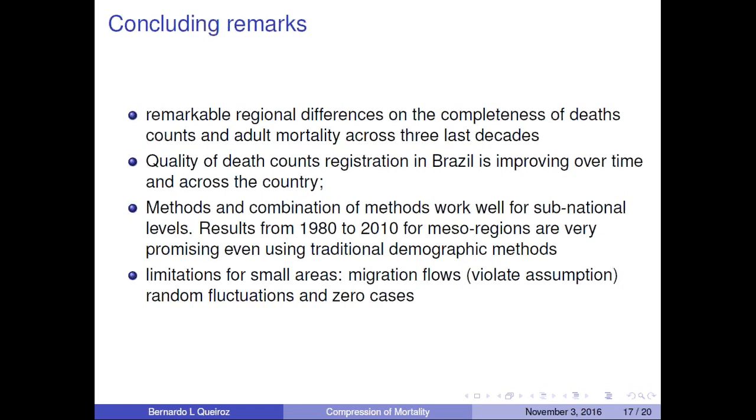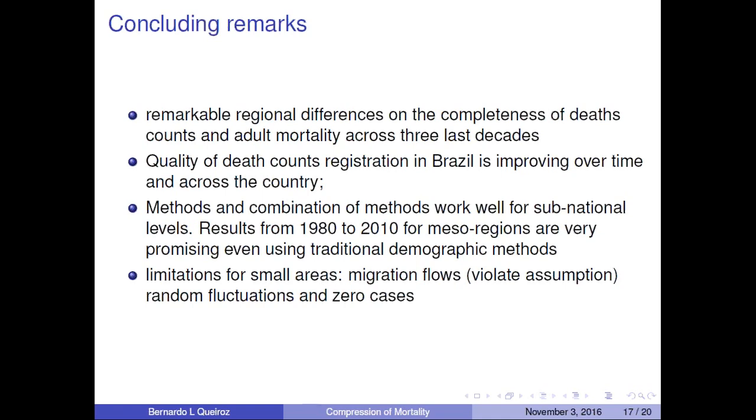Just closing, we see remarkable regional differences in completeness of death counts and adult mortality over the last 3 decades. Quality of death count registration in the country has improved over time and across the country. Methods seem to work very well at the subnational level, and the results we obtain for other regions are quite promising, even using traditional demographic methods.